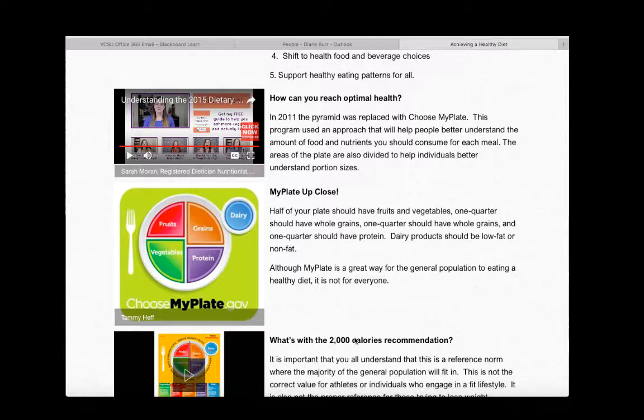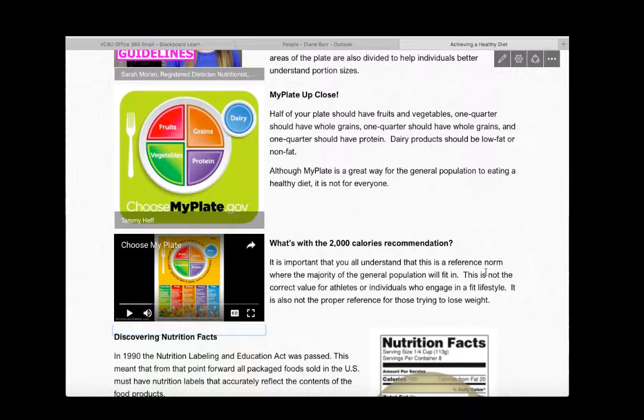Now, although My Plate is a great way for the general population to eat a healthy diet, it's not for everyone. Athletes need to be cautioned that My Plate probably will not provide enough calories to meet their energy needs. I would suggest that the athletic population turn to the old food guide pyramid for their healthy food suggestions. To help us better understand how to use Choose My Plate, let's look at this short video that gives us a nice illustration of how this dietary guide works for us.